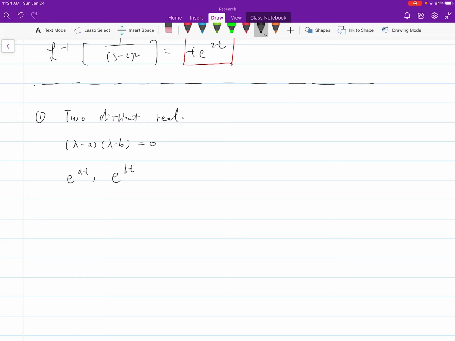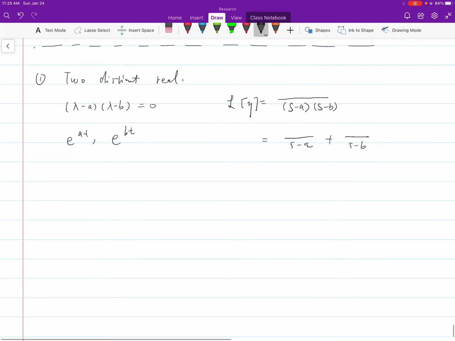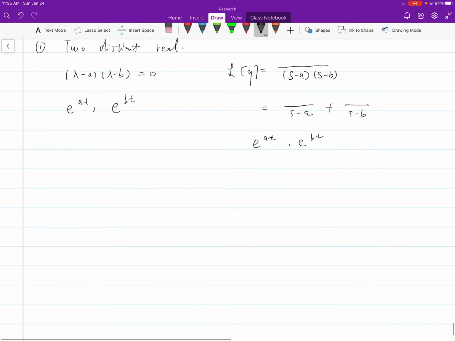Now what do we have if we just do it in Laplace transform? We're going to have Ly equals the same characteristic equation, but you change lambda to be s. Then we are going to split them into, so of course your final answer is going to be C1 plus C2 e^(at) because of the inverse Laplace transform, and e^(bt) from the inverse Laplace transform of that part. Great. What about two complex?